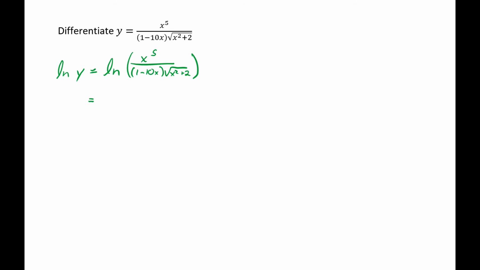We have a quotient going on here, so I can divide that apart, and I have natural log x to the fifth minus natural log of 1 minus 10x times x squared plus 2, and I should put another parentheses because all of that's in the natural log.